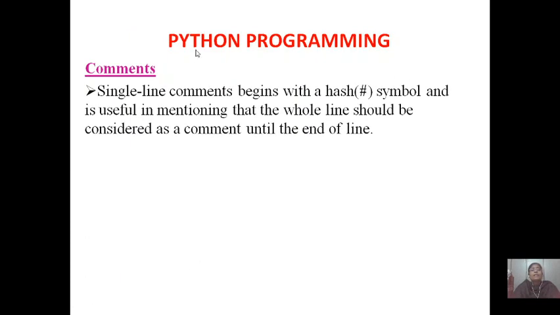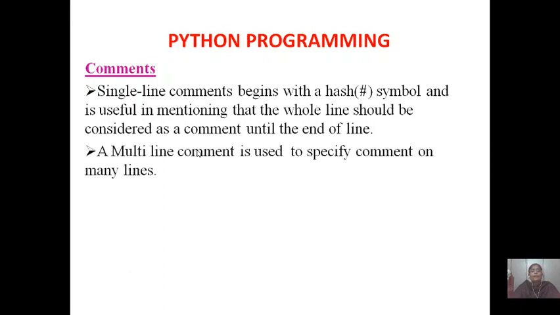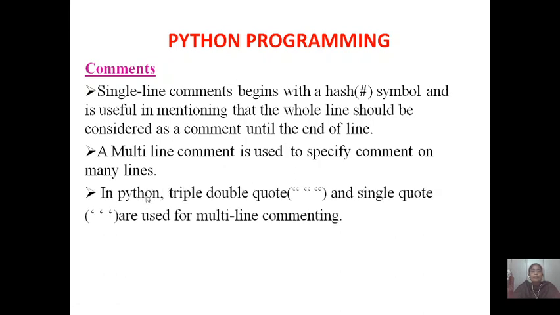Comments. Single line comments begin with a hash symbol, and it is useful in mentioning that the whole line should be considered as a comment until the end of the line. Multi-line comments are used to specify a comment over many lines. In Python, triple double quotes and triple single quotes are used for multi-line commenting.